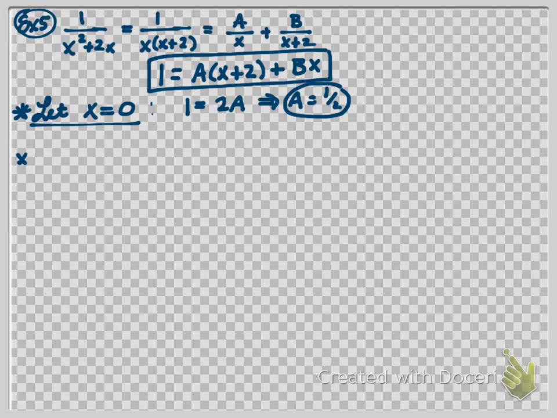And then we're going to let x be what? -2. And we get 1 equals -2b. B equals -1/2. So then our partial fraction decomposition.